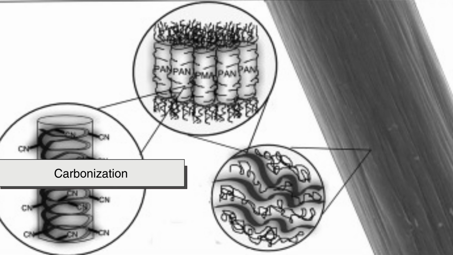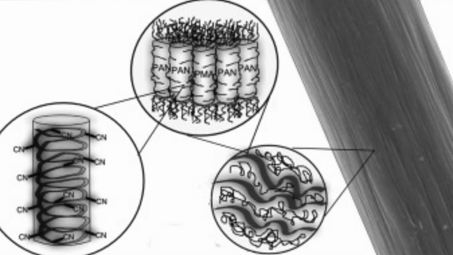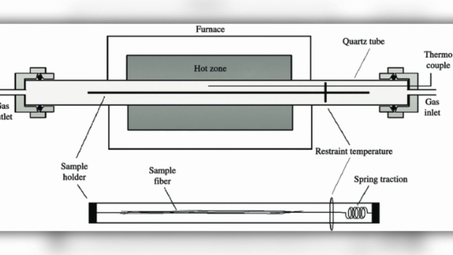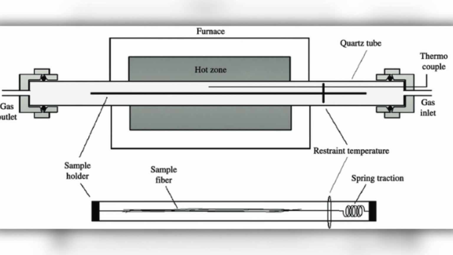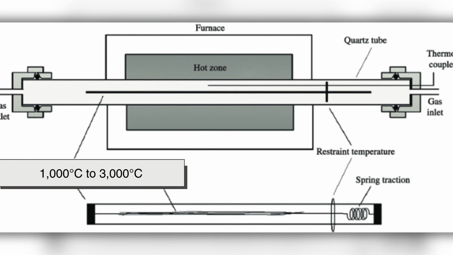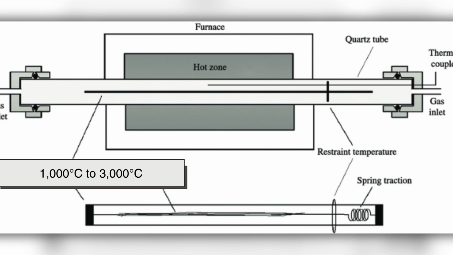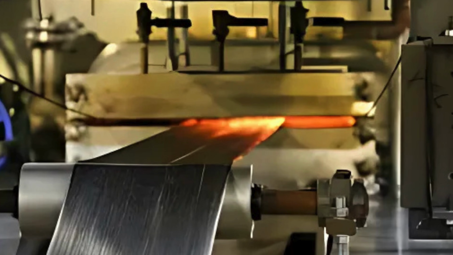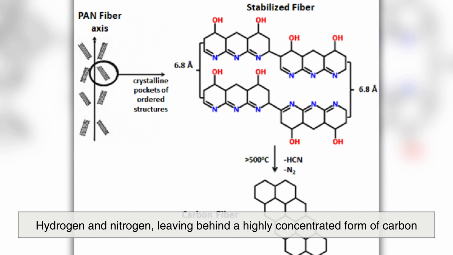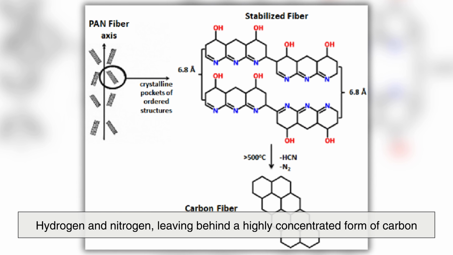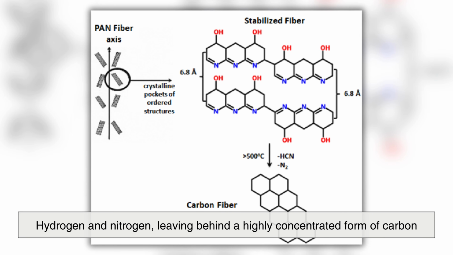Next comes carbonization, the most crucial step in creating carbon fiber. The stabilized fibers are heated in an oxygen-free environment at temperatures ranging from 1,000 degrees Celsius to 3,000 degrees Celsius. This extreme heat causes most of the non-carbon elements, such as hydrogen and nitrogen, to be removed, leaving behind a highly concentrated form of carbon.